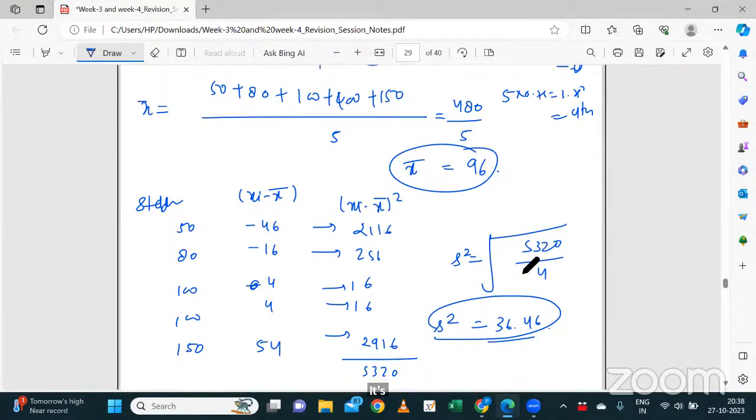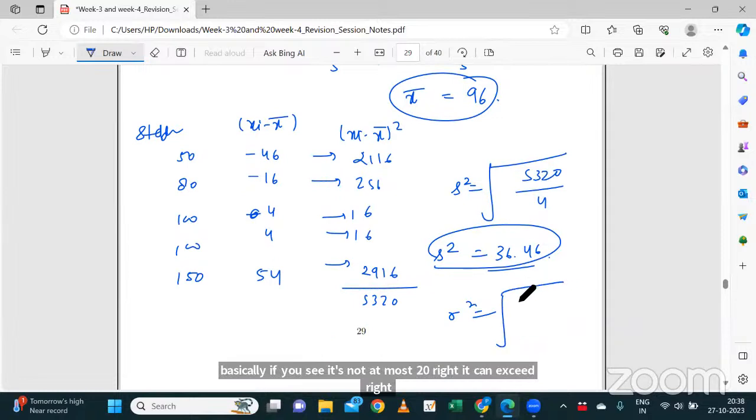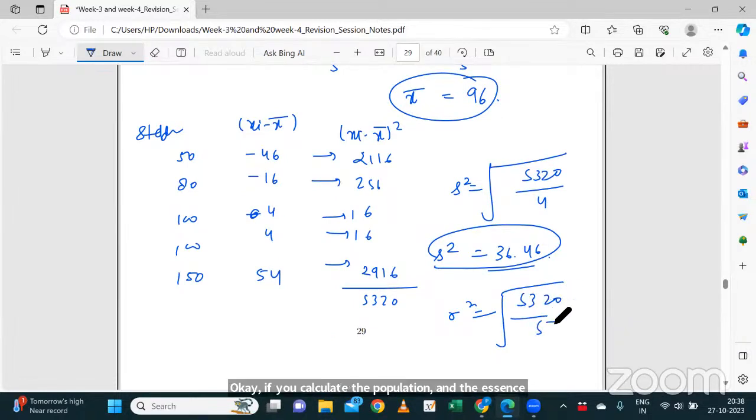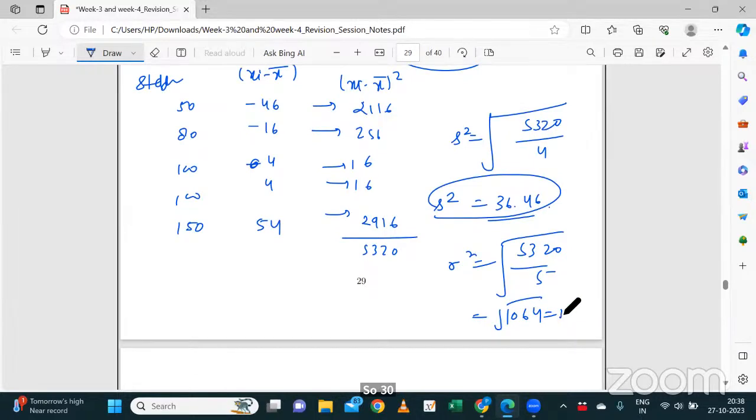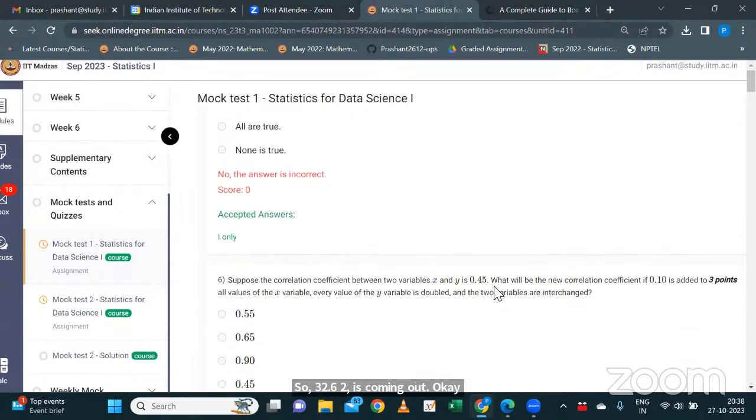So if you see, it's not at most 20, right? It can exceed. If you calculate the population standard deviation, 5320 divided by 5 is 1064, and the square root is 32.62. So if you see, it's not only at most 20, correct? Only the first option is correct. Let me see the answer. Yes, the first is correct.